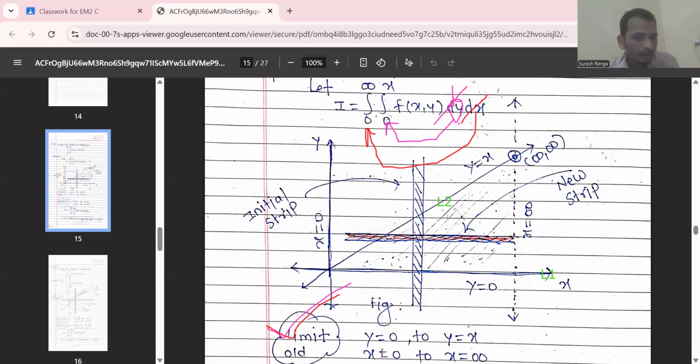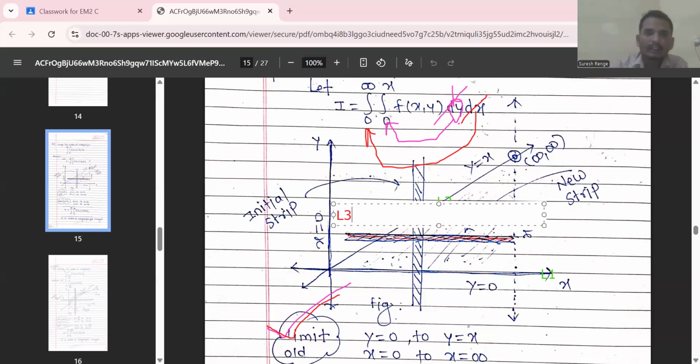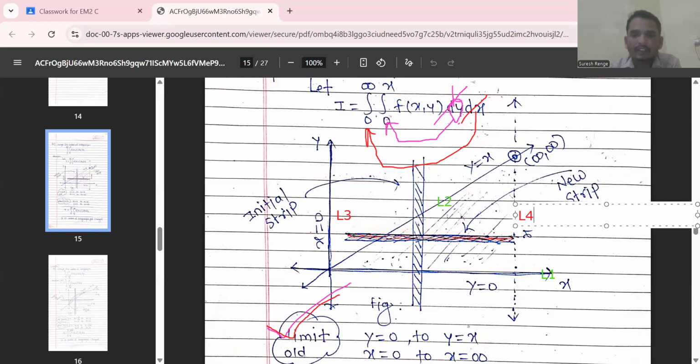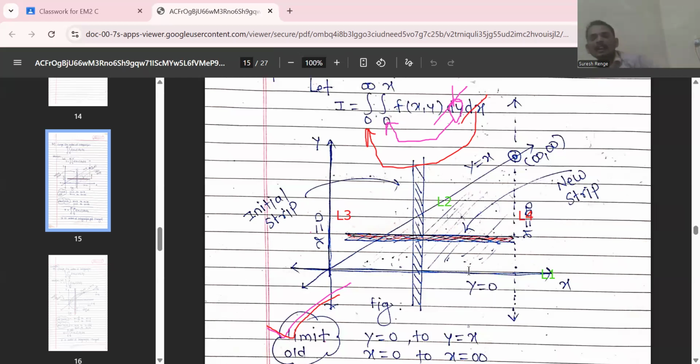Now the next, x is equal to 0, which means the y-axis. That is L3, line number 3. And x is equal to infinity is the upper limit. X is equal to infinity means a line parallel to the y-axis passing through x is equal to infinity at that point.